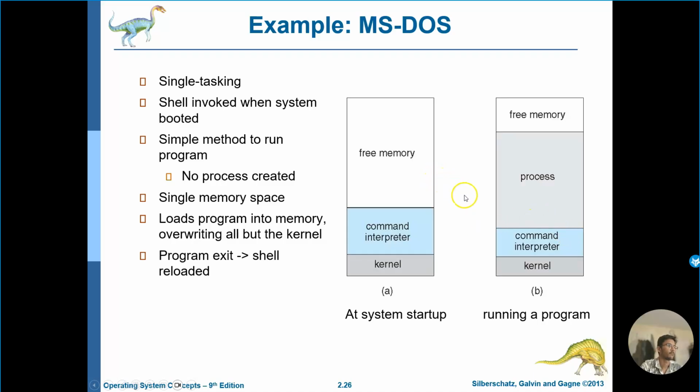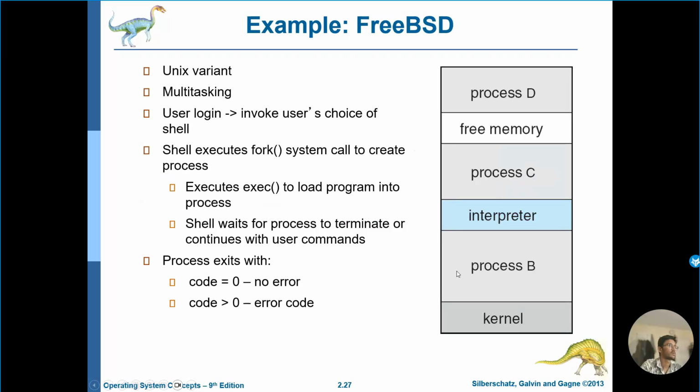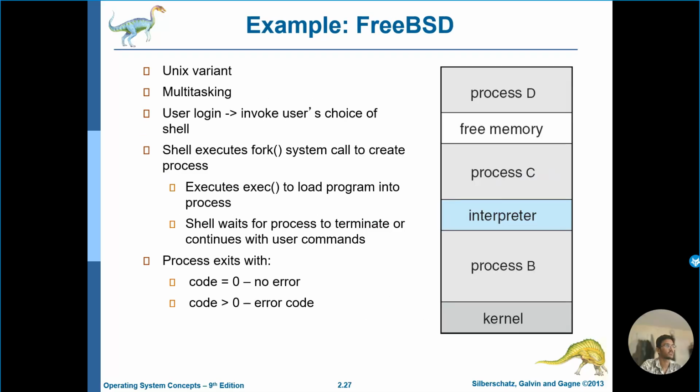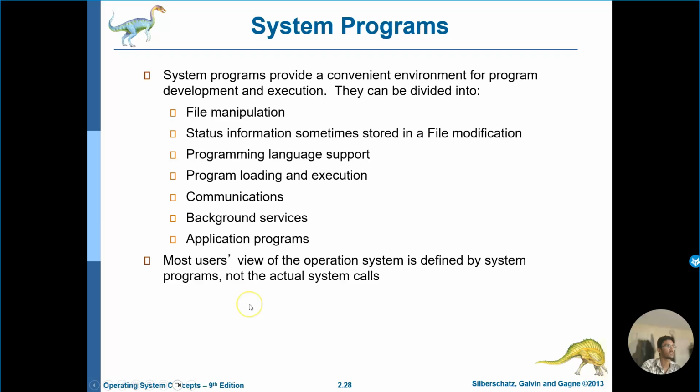When the program exits, though, the shell is reloaded. This is another example, a Unix variant called FreeBSD, where you have multiple processes. The shell executes the fork system call. Fork, we know, is create process, right? Then the code executes exec to load the program into the process, and once it's done, the process exits with code equal to 0, meaning no error. If it exits with a code greater than 0, then there is an error.